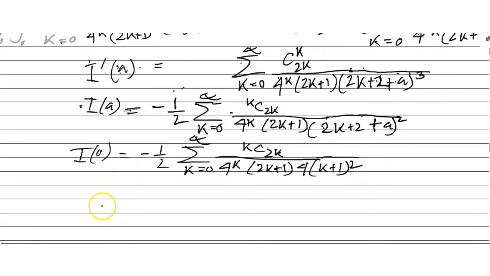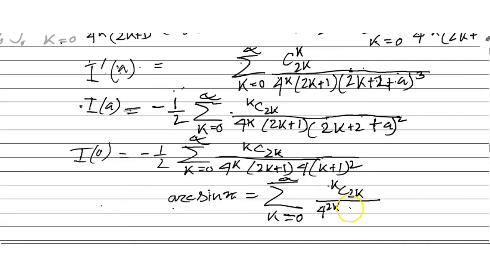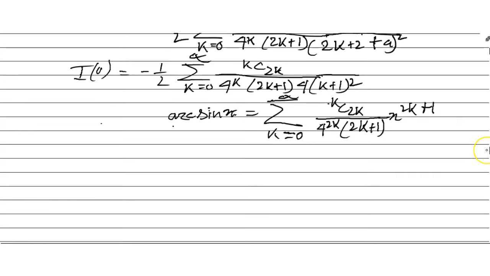Now this value kc2k arc sine x is equal to summation k equals to 0 to infinity kc2k divided by 4 to the power 2k, 2k plus 1 into x to the power 2k plus 1. Okay, I hope it is clear.